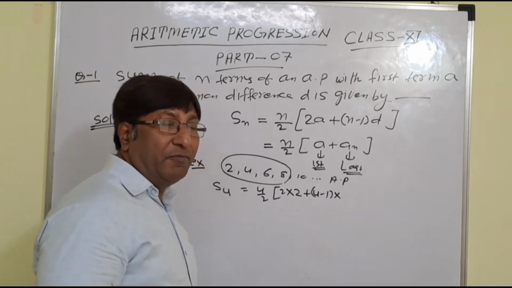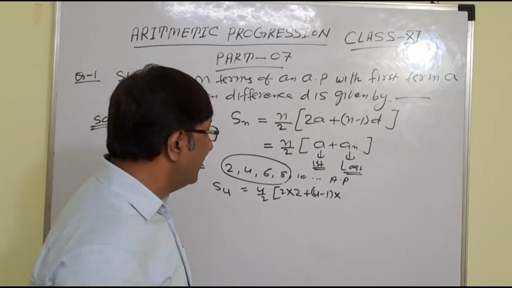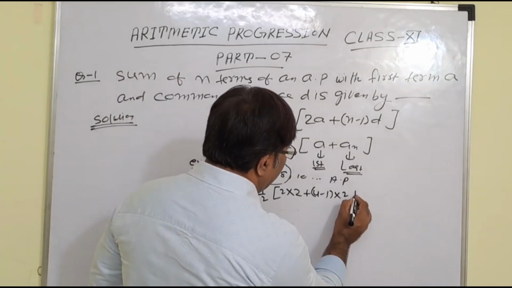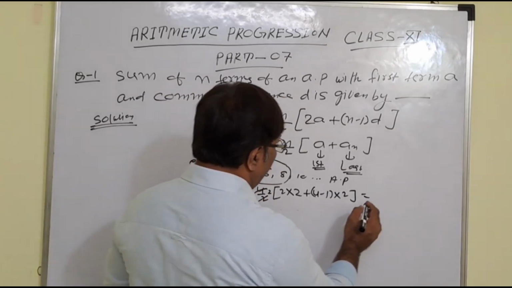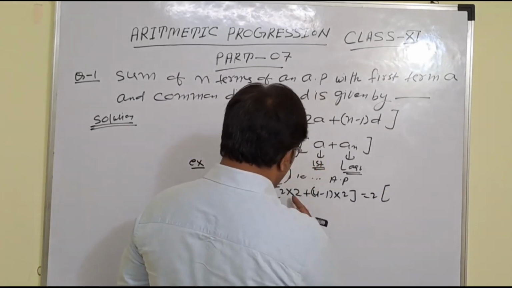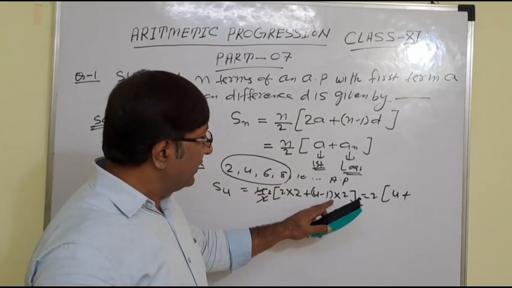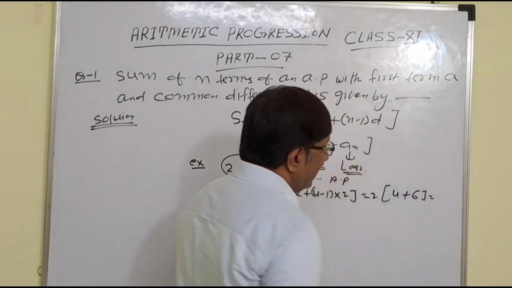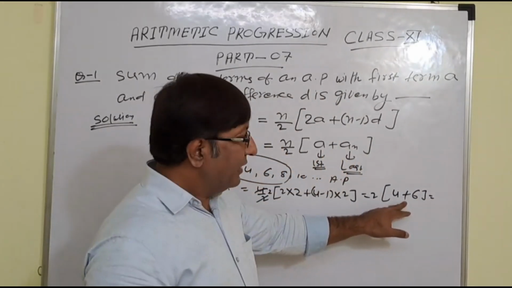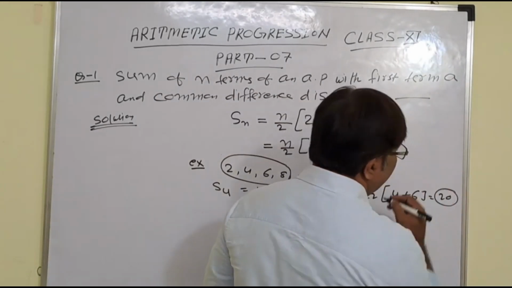We will use this formula only when the given series is in AP. So the common difference is 2. Now 4 by 2 is 2, so we get 2 here. Now 2 into 2 is 4, and 4 minus 1 is 3. 3 into 2 is 6. So 6 plus 4 is 10, and 10 into 2 is 20. So our correct answer is 20.